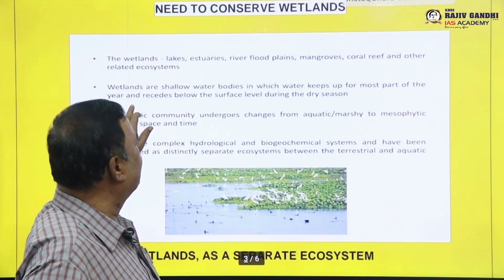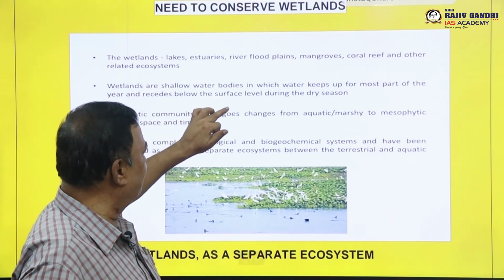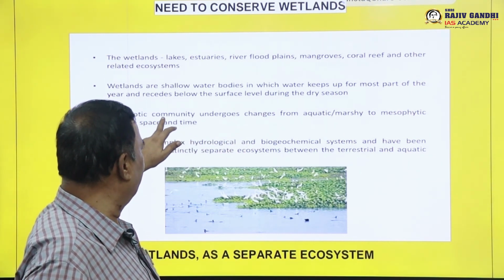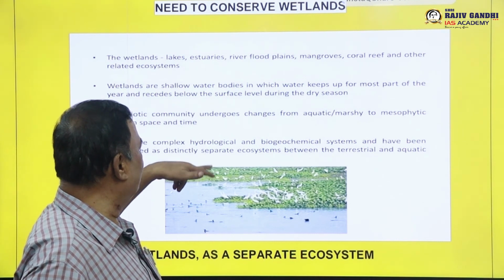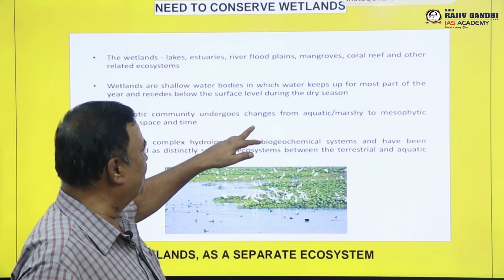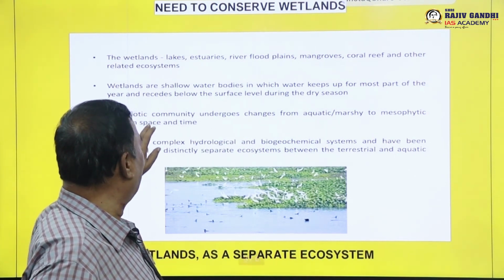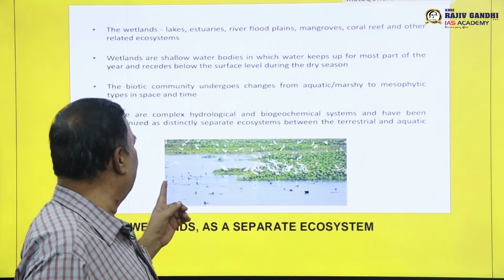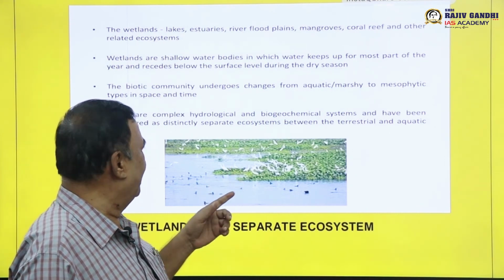Wetlands are shallow water bodies in which water keeps up for most part of the year and recedes below the surface level during the dry season. Biotic community, that is the plant and animal community that depends on this ecosystem, that is water body, undergoes changes from aquatic to marsh to mesophytic types in space and time. These are complex hydrological and biochemical systems and have been recognized as distinctly separate ecosystems between the terrestrial and aquatic ones.